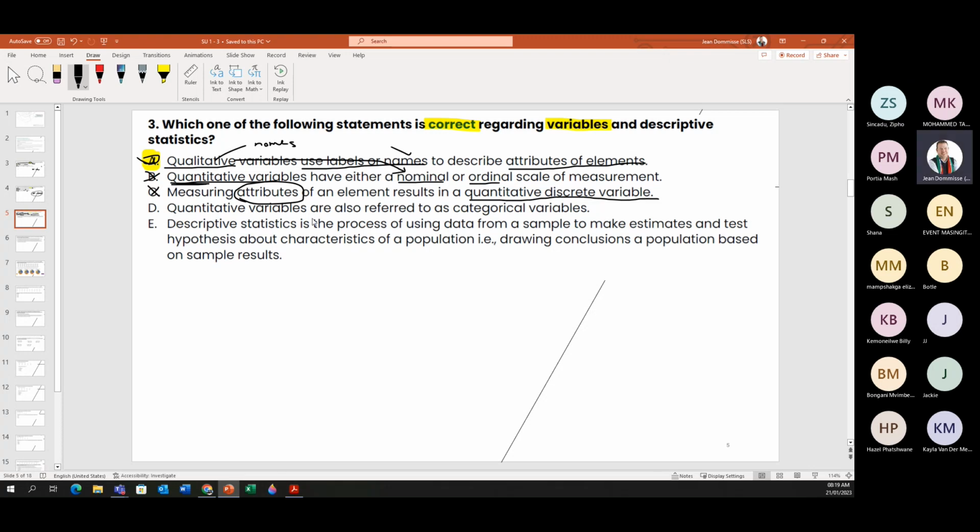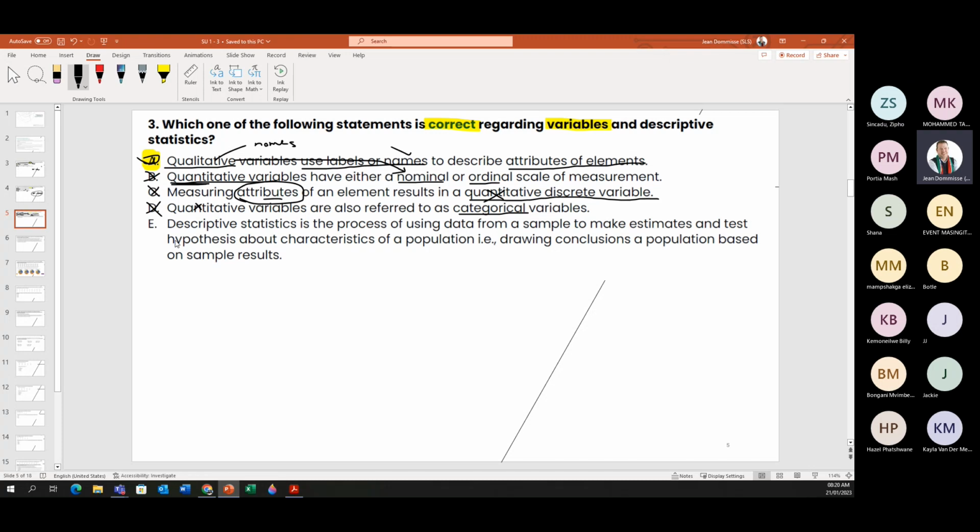Quantitative variables are also referred to as categorical. Again, qualitative variables are referred to as categorical, so not quantitative. So that is where the mistake is. The mistake in this one is if you're measuring attributes, you're also measuring qualitative.